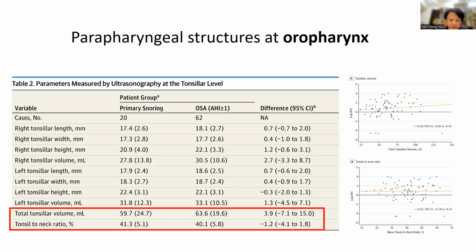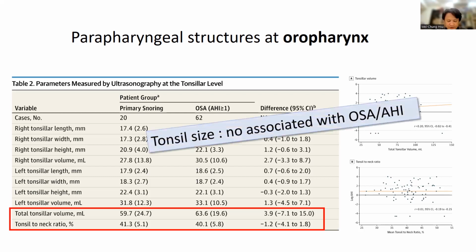This table demonstrated parameters measured by ultrasonography at the tonsillar level, including the tonsillar length, width, height, and volume. We found that the tonsillar dimension, volume, and the tonsil to neck ratio had no association with obstructive sleep apnea severity and the apnea-hypopnea index.